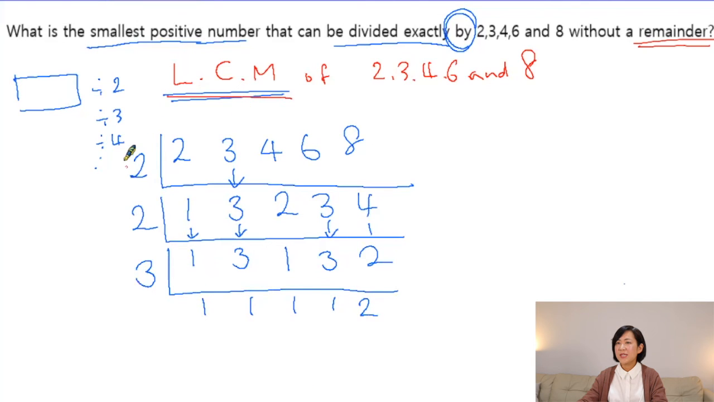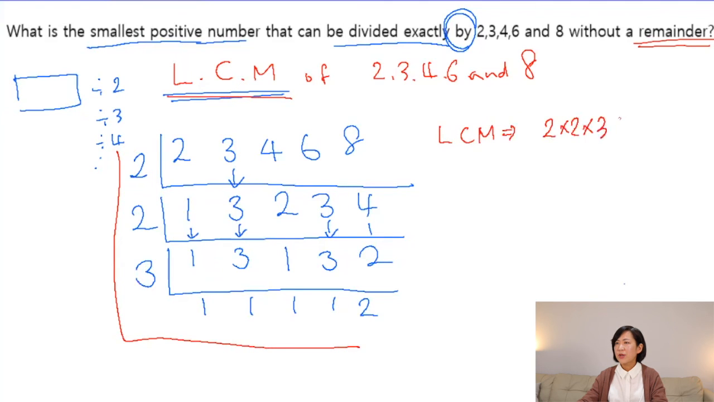LCM: draw the big L shape and times all the numbers. So the LCM of these numbers is 2 times 2 times 3 times 2. That is 4 times 6 is 24, which is the number you can divide by all of these numbers.